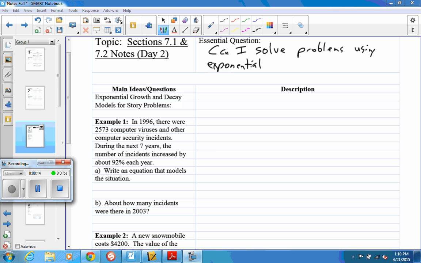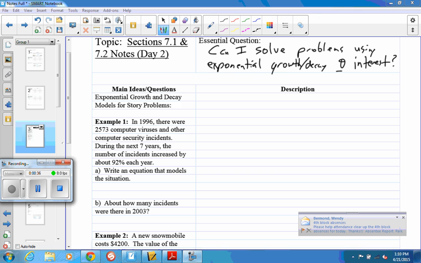Can I solve problems using exponential growth and decay? It'll be both. And this is math you will absolutely use someday: interest, so we're making money. So can I solve problems using exponential growth and decay? Yes, and also interest. We will by the end of today.